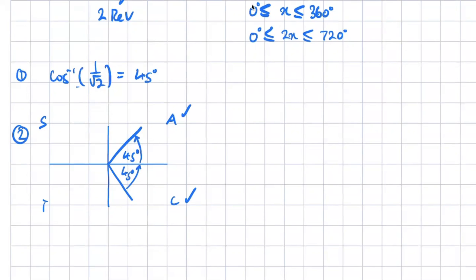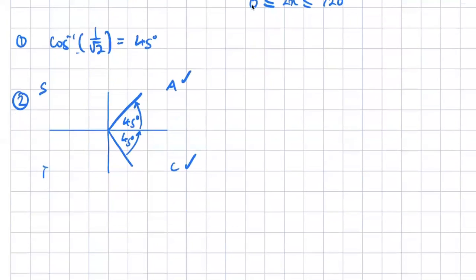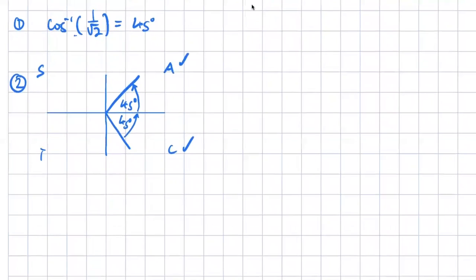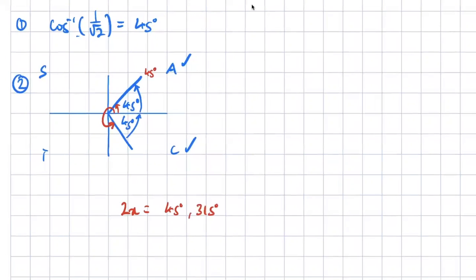Remember we're doing 2 revolutions. So our final answer is going to have 2x equals, well, our first solution measuring from the positive x-axis anti-clockwise is going to be 45 degrees. Then going around a little bit further, we're going to have 360 coming back for 45 degrees will be 315 degrees. So they're our first 2, and they're our first revolution.